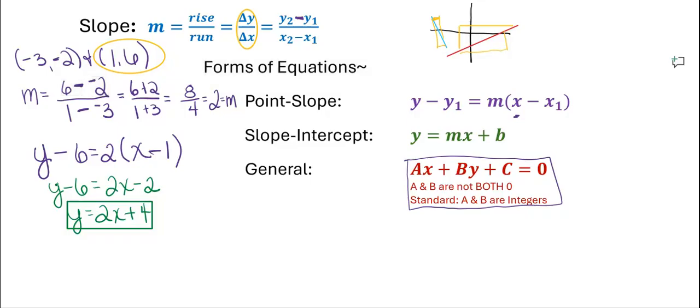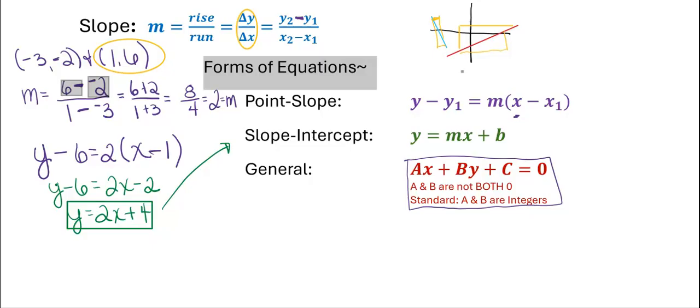So this green equation is the slope-intercept form of the same line that passes through the point negative 3, negative 2, and 1, 6. I could have done the same thing with the point negative 3, negative 2 in the purple and then down to the green, and the green would have ended up being exactly the same thing.